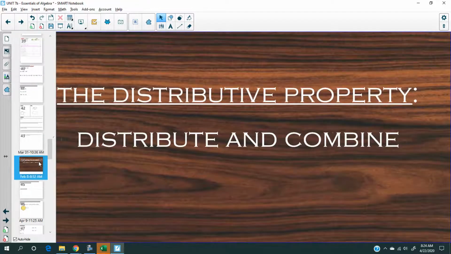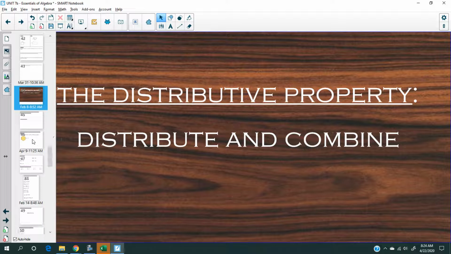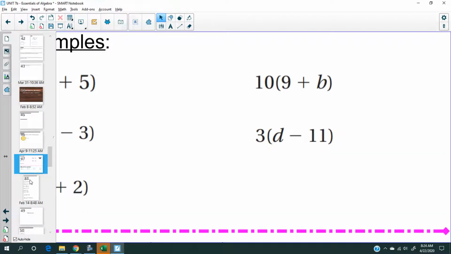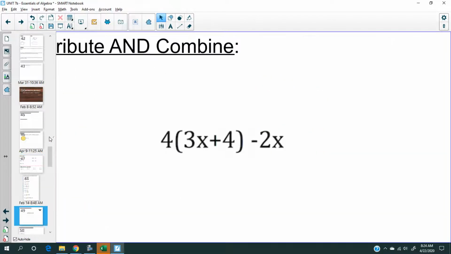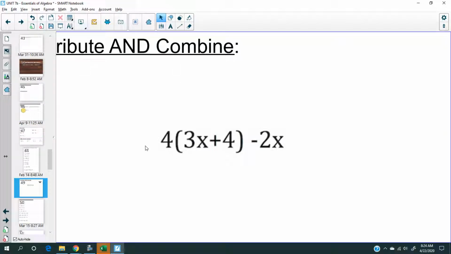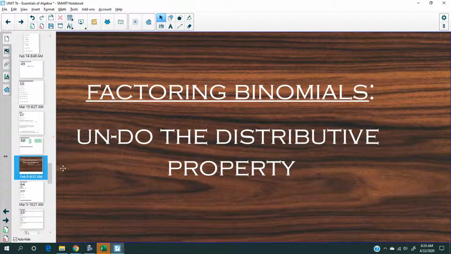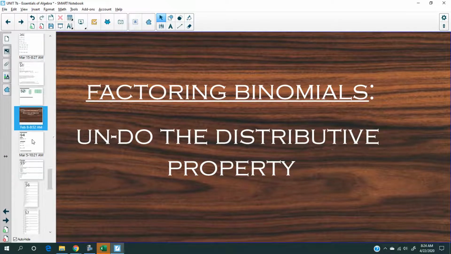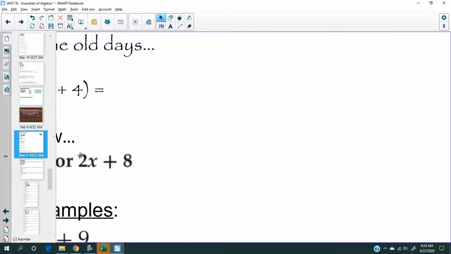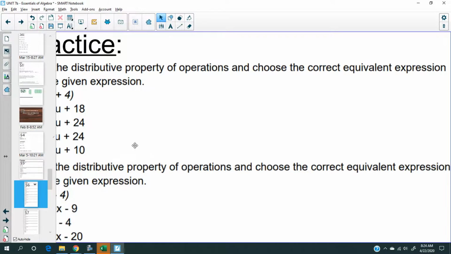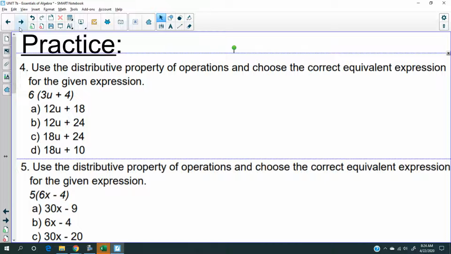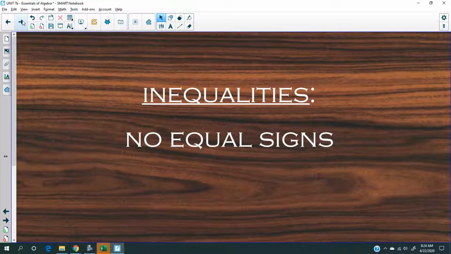And then afterwards, we were doing the distributive property. So we did all these sort of questions. Remember all that? And then we distributed and combined together. And then this is what we did Monday: we factored binomials. We did the opposite of the distributive property. So we did all these activities. Here's today's topic, the last topic of Unit 7, and then we'll move into Unit 8, which is geometry.